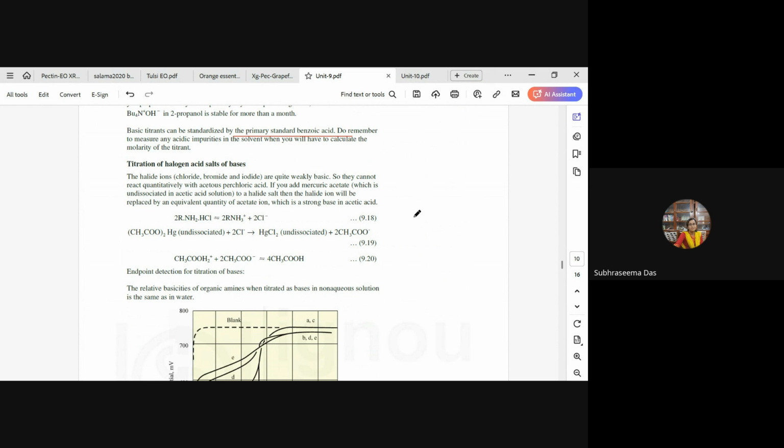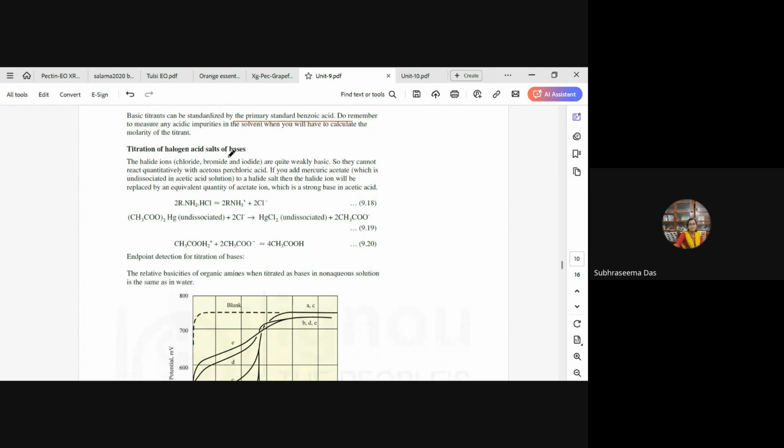Now, coming to the titration of halogen acid salts or bases. The halide ions, that is chloride, bromide, and iodide, are quite weakly basic in nature. So they cannot react quantitatively with acetous perchloric acid. Acetous perchloric acid means the perchloric acid which is dissolved in acetic acid.